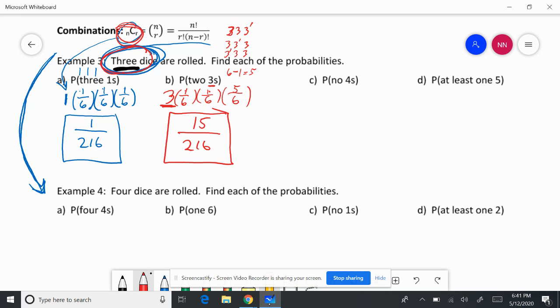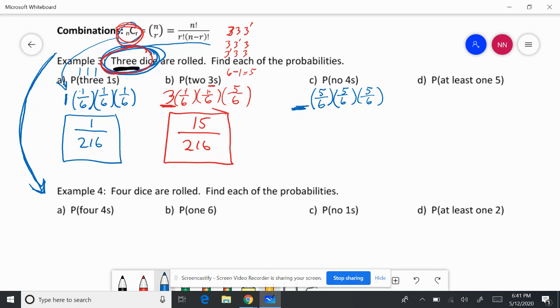Now, if we're looking at letter C, this is talking about no 4s. So once again, I'm rolling 3 dice, so I put 3 probabilities. No 4s means none of them are a 4. So the first one is not a 4. There are 5 that are not 4s out of 6. The second one is not a 4. And the third one is not a 4. So it's 5/6 times 5/6 times 5/6.